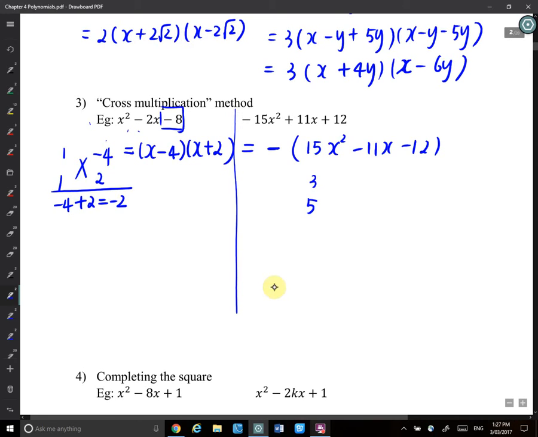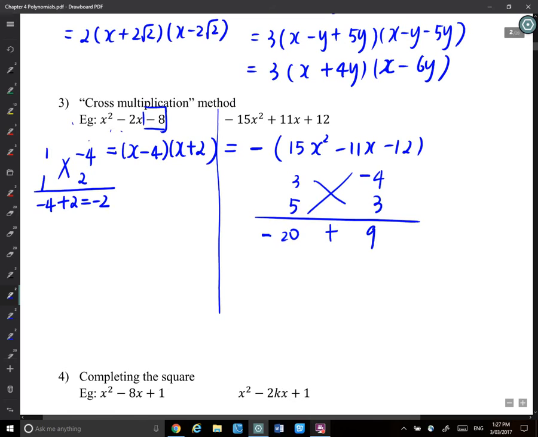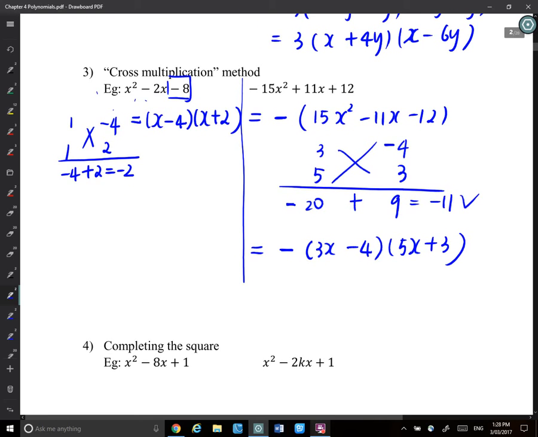I want to make a negative 11. I will try 4 and 3, not putting the negative sign on yet. So I'll have a 20 and a 9. 20 and 9 can give me 11. I need negative 11, so I need the larger number, 20, to be negative. So it must be a negative 4 and 3. That added together gives me minus 11, which is a tick. So it's minus (3x minus 4)(5x plus 3).